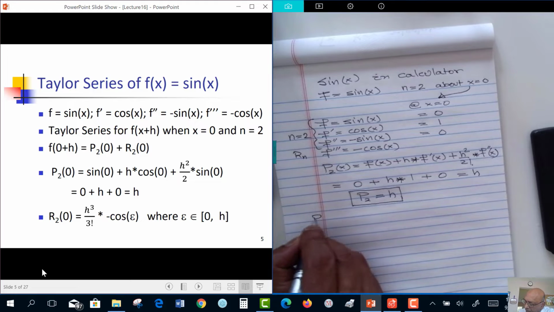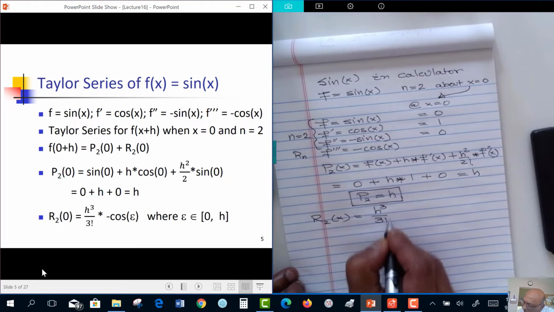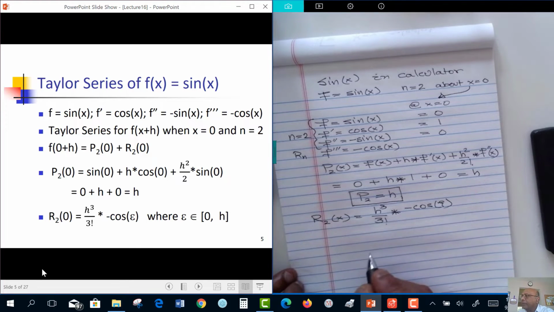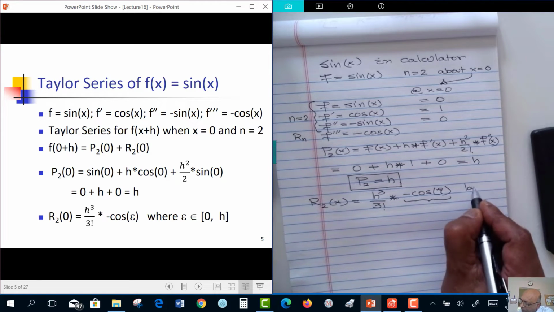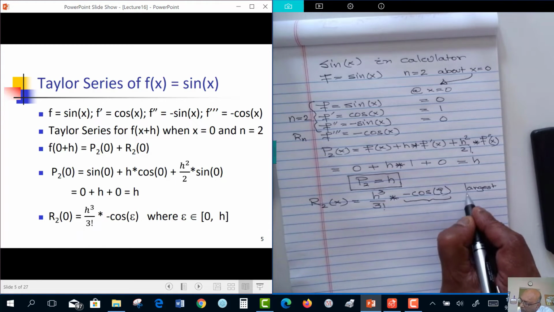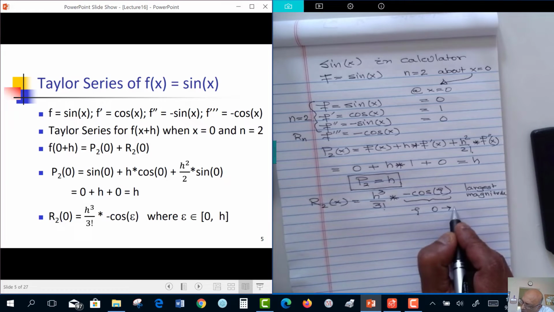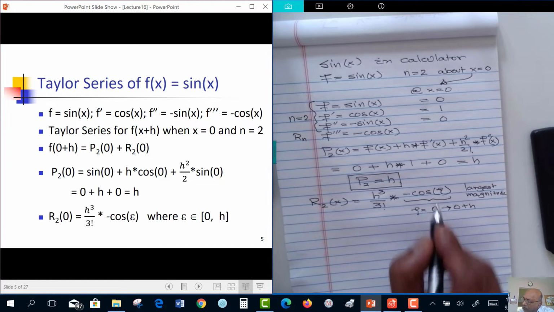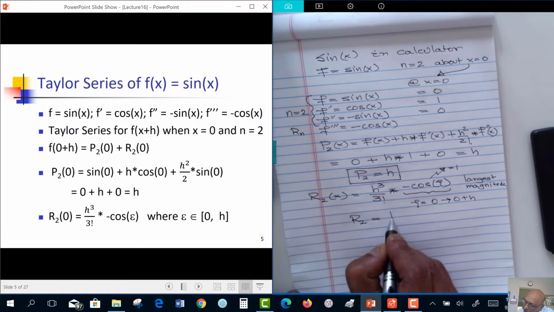Let's look at the remainder term. It'll be the next term here, h cubed over 3 factorial times the third derivative at zeta. What we want to do is find its largest magnitude when zeta goes from 0 to 0 plus h. We know cosine is maximum at 0, so its largest magnitude would be equal to 1. Therefore we have R2 is h cubed over 6. So that will be our absolute error bound.